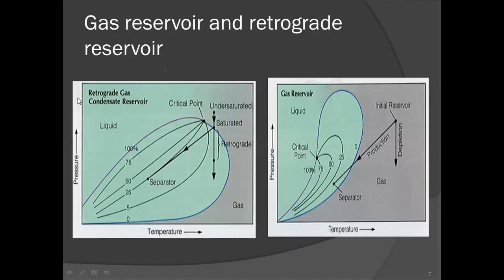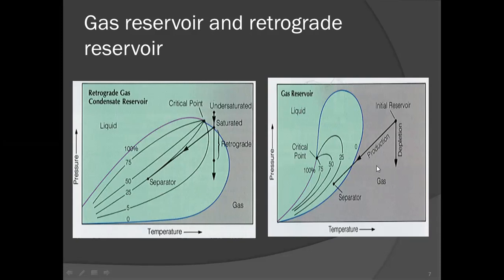The first one, I'm going to start with the right one. It's called the gas reservoir. As you can see from the right picture, the whole thing is located in the gas region. We have two types of gas reservoir: dry gas and wet gas. The first one is dry gas.